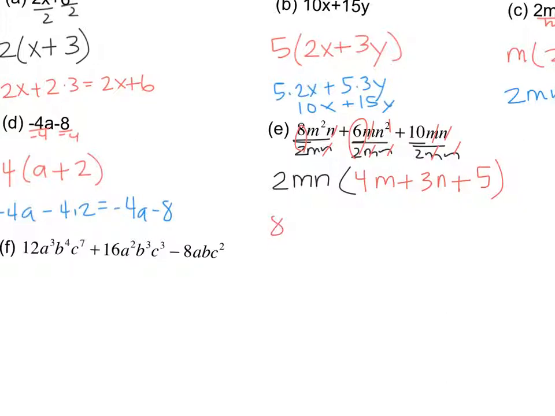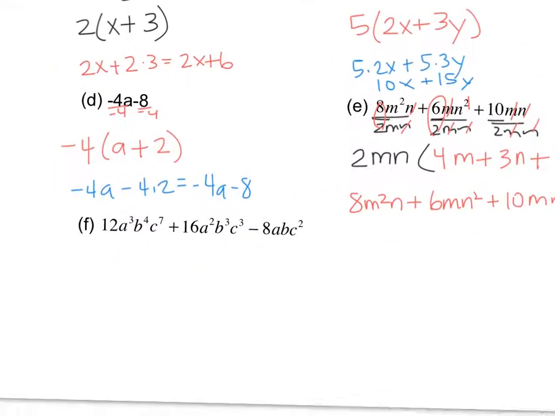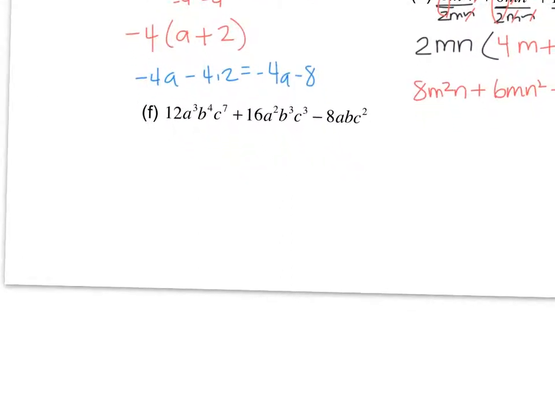We have 8m squared n plus 6mn squared plus 10mn. All right, here's a challenge one. These can get ugly. Let's look first at our coefficients. 12, 16, and 8. Largest greatest common factor would be 4.